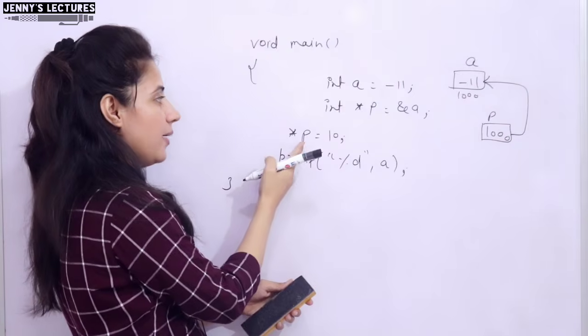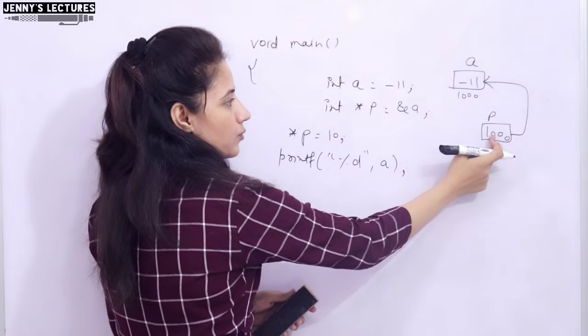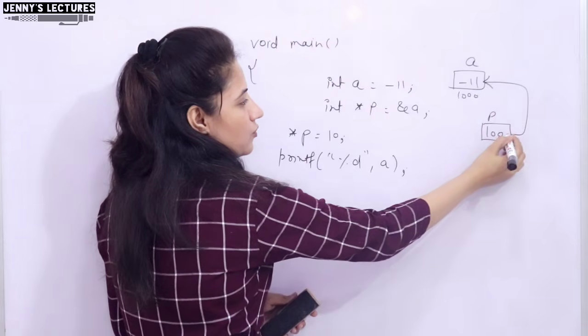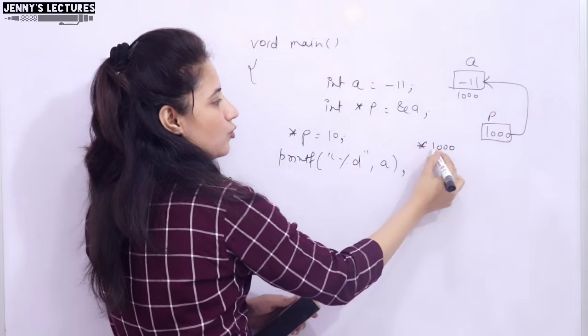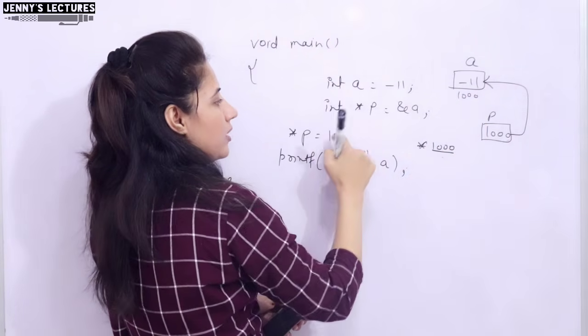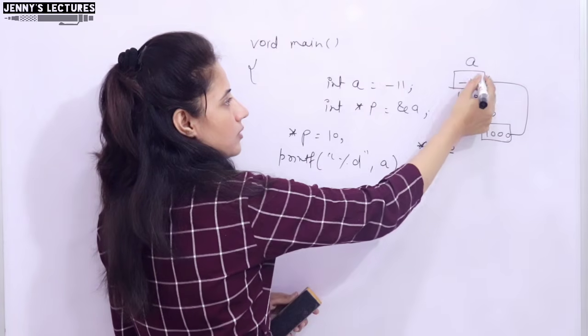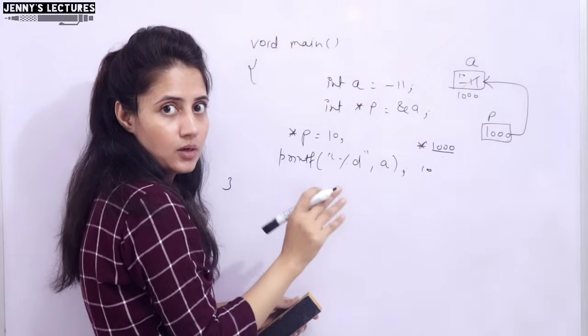So, I am accessing the value at p. In p we have 1000, that is the address of a, means asterisk 1000, value at 1000, and value at 1000 is this one. So, we are accessing this one. I am changing the value from this to 10. So, now finally you will get 10, right.